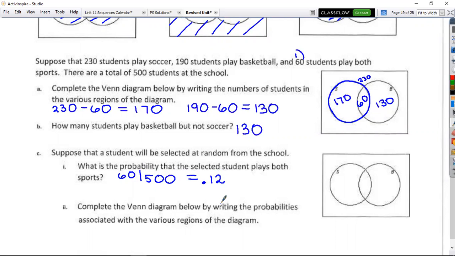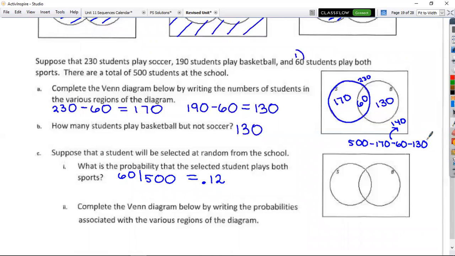I need this number outside here. So what I'm going to do is 500 minus 170 minus 60 minus 130. So this number is 140. And it came from 500 minus 170 minus 60 minus 130.